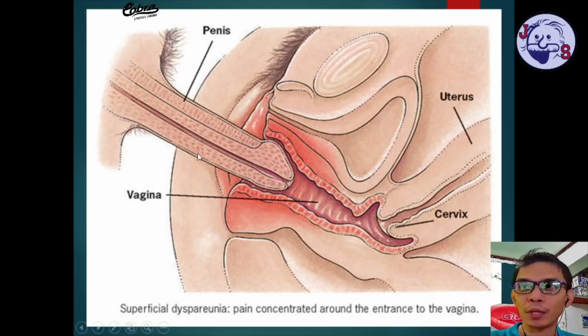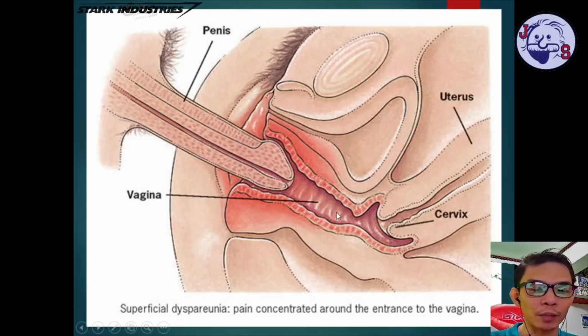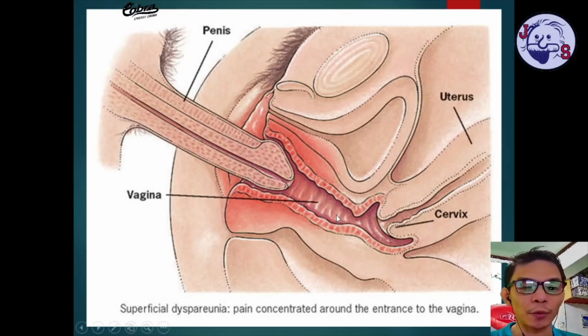The penis will be inserted into the vagina, and as we talked about in the male reproductive system, the penis should be erect in order for the semen to be deposited properly inside the female's reproductive system, especially in the vagina.